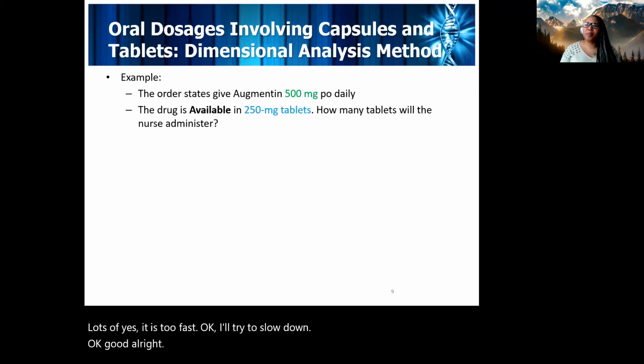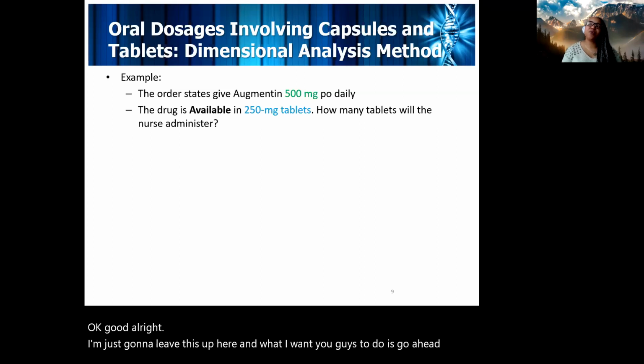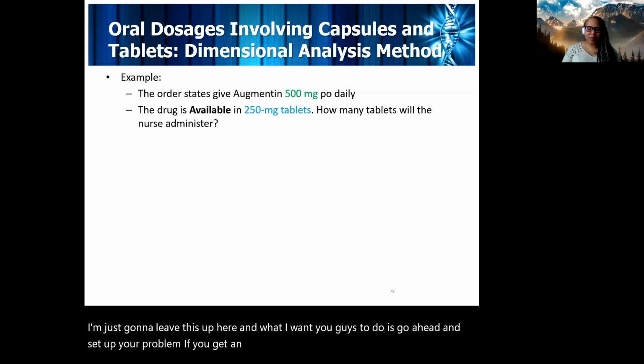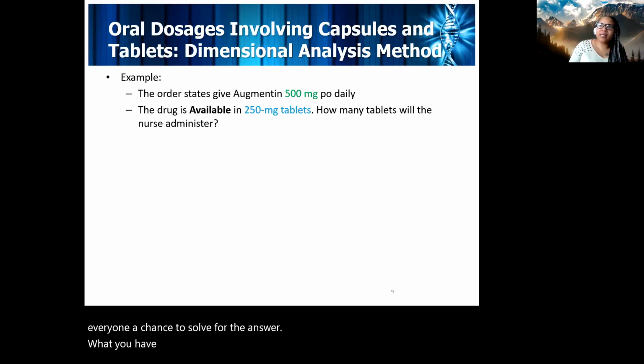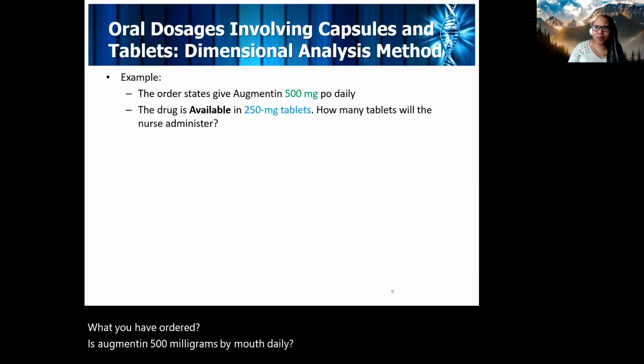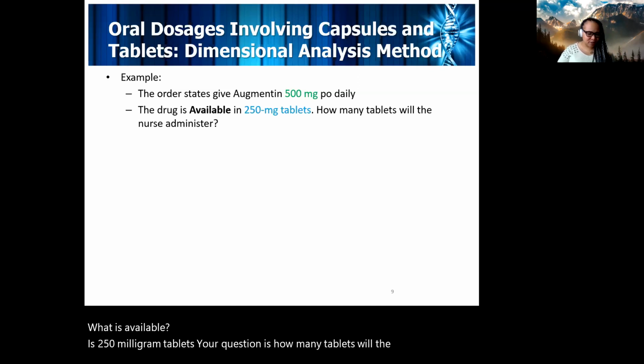I'm just going to leave this up here, and what I want you guys to do is go ahead and set up your problem. If you get an answer, do not type it in chat. Let's allow for everyone a chance to solve for the answer. What you have ordered is Augmentin, 500 milligrams by mouth daily. What is available is 250 milligram tablets. Your question is, how many tablets will the nurse administer?